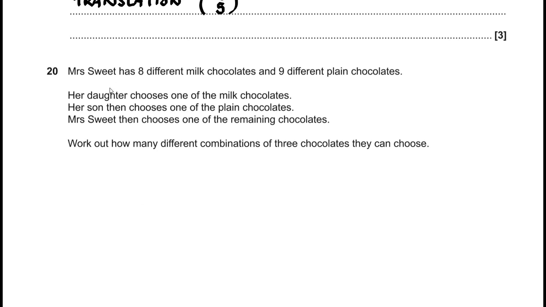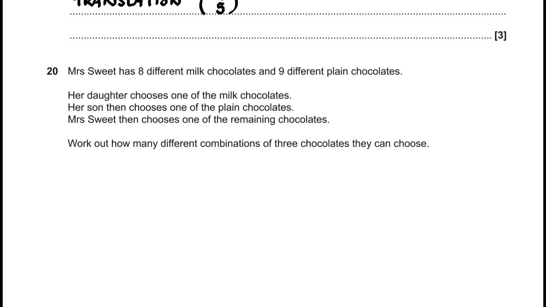Question 20, Mrs. Sweet has 8 different milk chocolates and 9 different plain chocolates. Her daughter chooses one of the milk chocolates. Her son then chooses one of the plain chocolates. Mrs. Sweet then chooses one of the remaining chocolates. We have to work out how many different combinations of 3 chocolates they can choose.